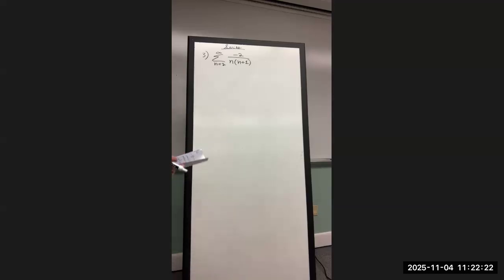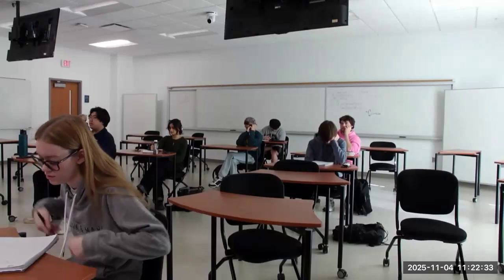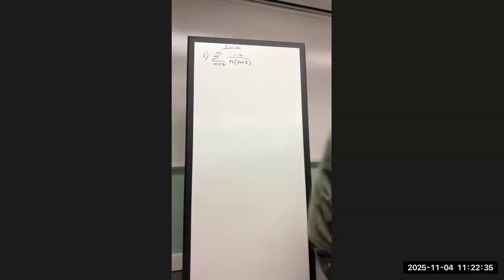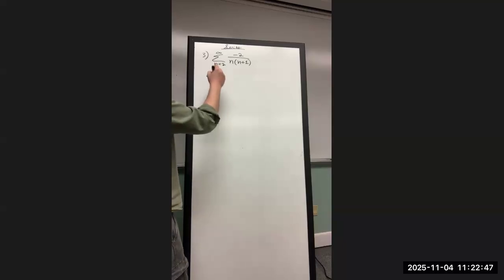So let's do this a little bit more collaboratively. Does anyone have any instincts about what we should do here? I think if you do partial fraction decomposition, it will turn into a telescoping series. Correct. So this one should be one that you've seen before. We can do a partial fraction decomposition on this thing and hopefully get a telescoping series. So you're never going to get away from partial fractions.